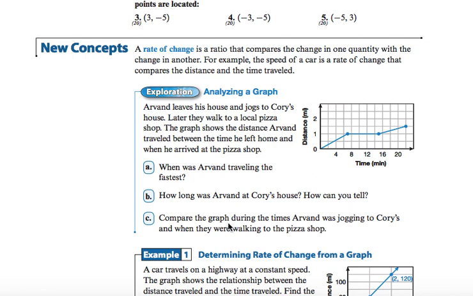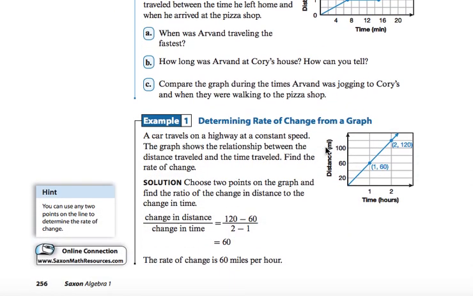Letter C, compare the graph during the times Arvand was jogging to Corey's and when they were walking to the pizza shop. So in 5 minutes, he traveled 1 mile while jogging, and from 15 to about 22 and a half minutes, they traveled half a mile while walking. So obviously they were going faster here. Arvand was running faster while he was jogging than he was while he was walking. So this would have a greater rate of change during this process. Let's take a look at how you would go about calculating that rate of change by looking at a graph, a table, and then an equation to help us solve this.